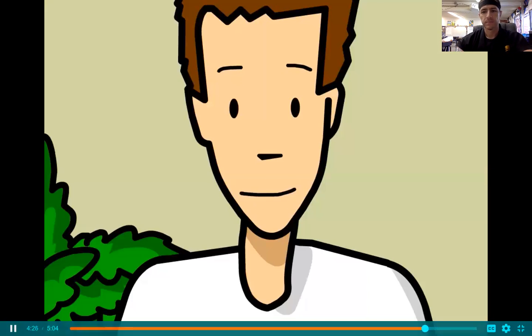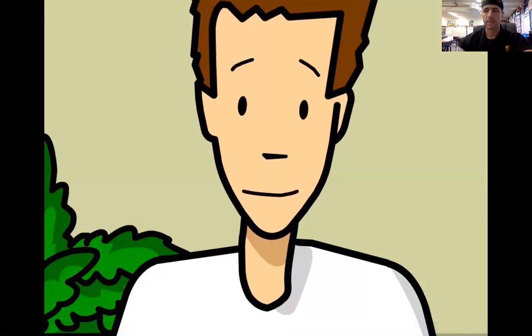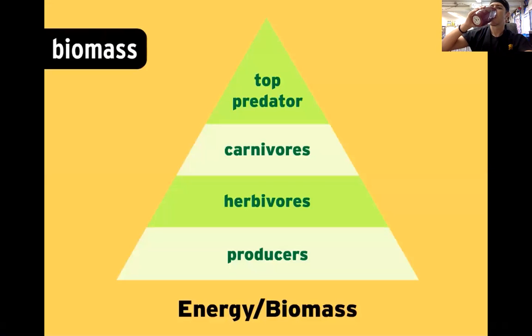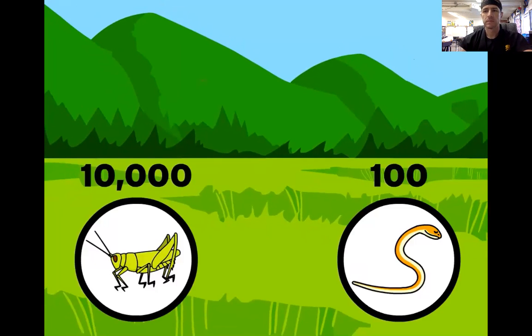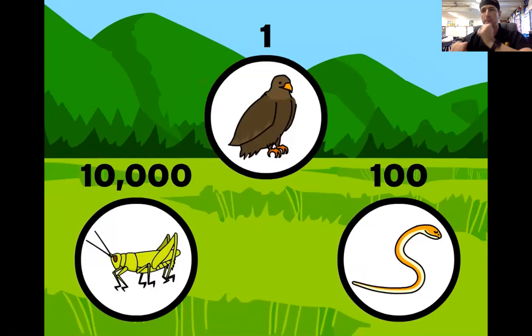So, in most cases, as energy decreases up the food chain, so does biomass, the combined mass of all the organisms. A small meadow might support 10,000 grasshoppers, 100 snakes, and only 1 or 2 hawks.